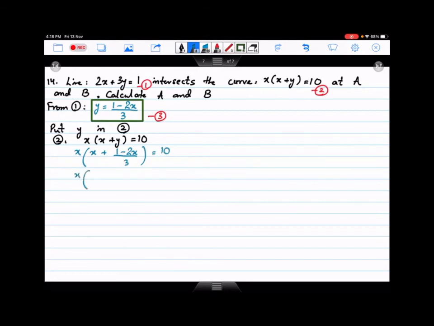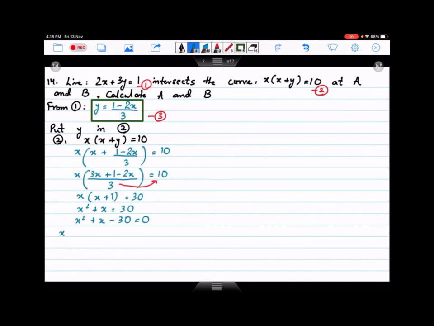Now taking the LCM. The LCM should be 3 here. 3 will be multiplied with x², and 1 minus 2x remains the same. So 3 will go there, and 3x minus 2x becomes x. So it should be 30. And now this becomes x square plus x is equals to 30. Or I can write x square plus x minus 30 is equals to 0. So now it has become a quadratic equation.